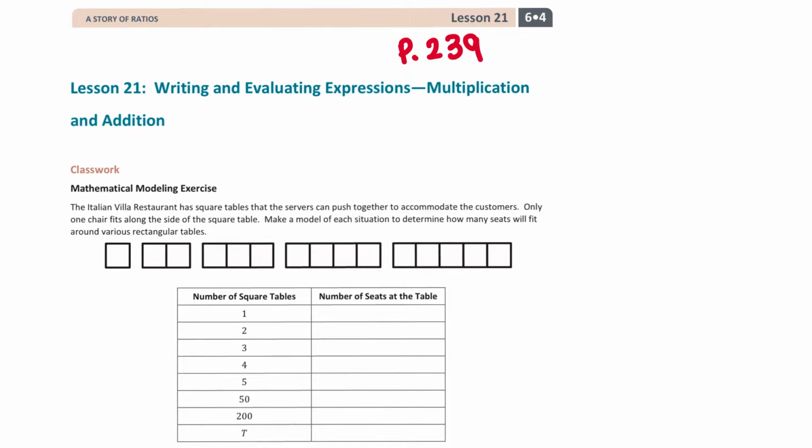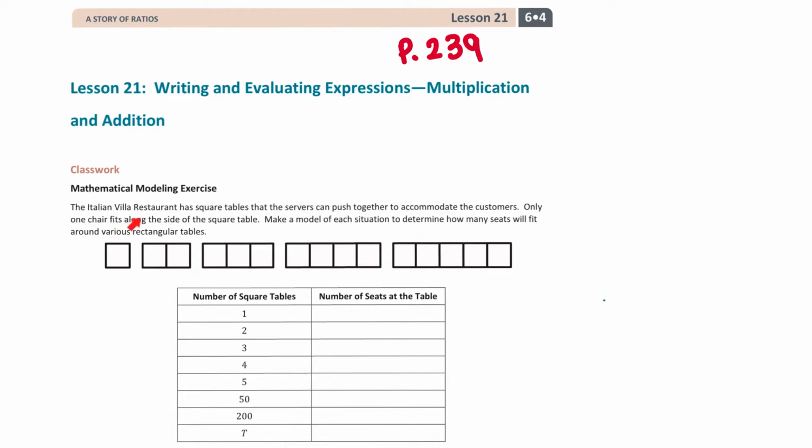We're going to be working on lesson 21, writing and evaluating expressions. Multiplication and addition will be the two operations that we're going to be working with. And this is on page 239 on your workbook. So lesson 21, and this is page 239. Let's look at the example that they gave us.